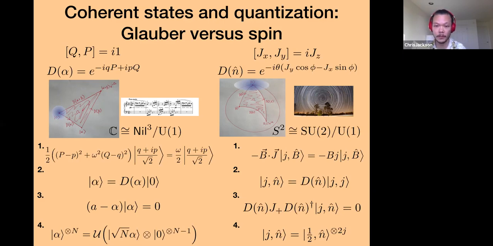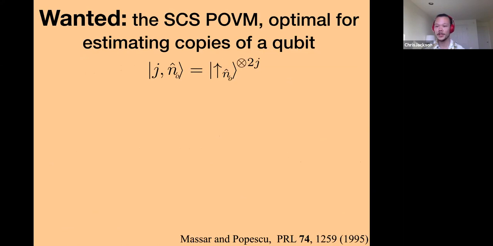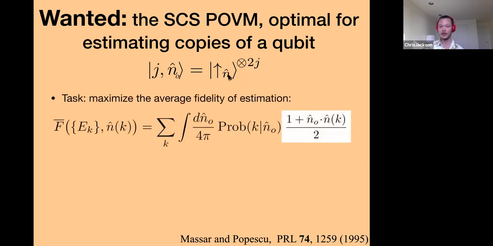All right. Okay, so why might you care about spin coherent states? I want to suggest to you these guys. In '95, they were interested in spin coherent states because of the following task that they imagined. They imagined that you were given 2J copies of an unknown qubit, and what you want to do is perform whatever measurement you can, which is the best measurement for guessing correctly this unknown direction, as quantified by this thing called the average fidelity of estimation.